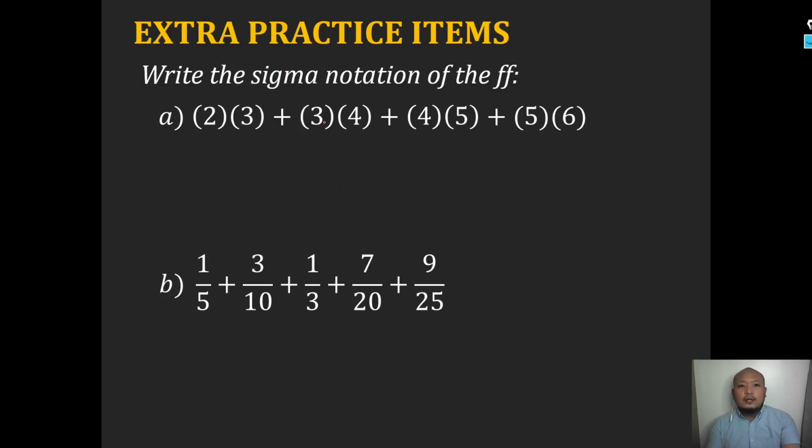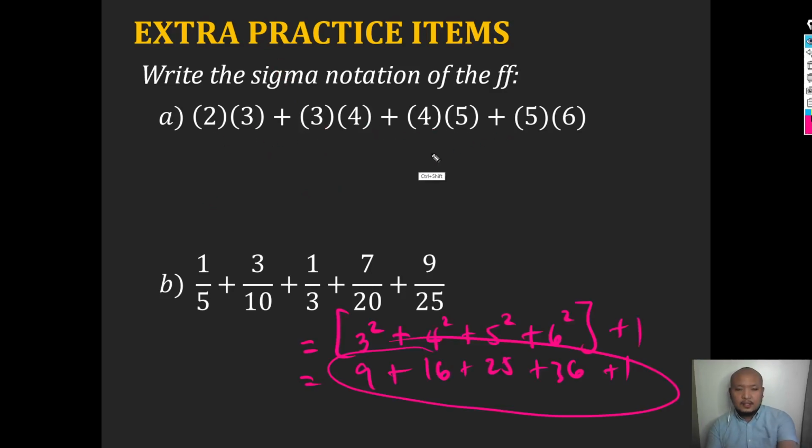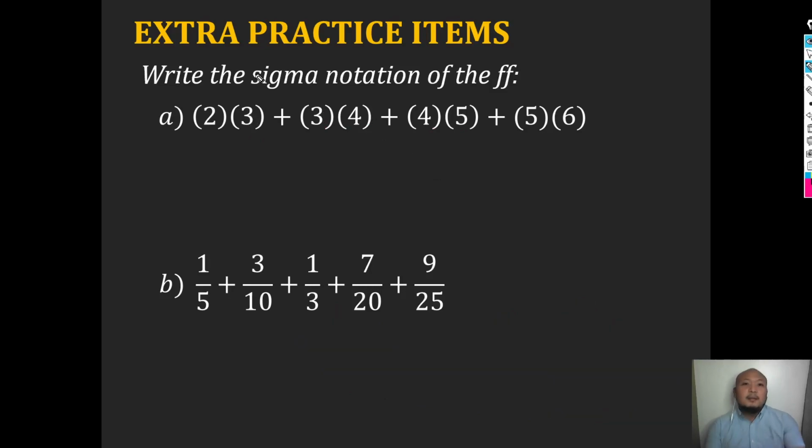2 times 3, 3 times 4, 4 times 5, 5 times 6. Paano to, sir? Parang ang gulo ata. Pero may pattern naman: 2 times 3 plus 3 times 4 plus 4 times 5. Pwede. So, kung isulat natin in sigma notation, ilatag ko na yung sigma ko dito. Sigma notation. Look at the first term right there.